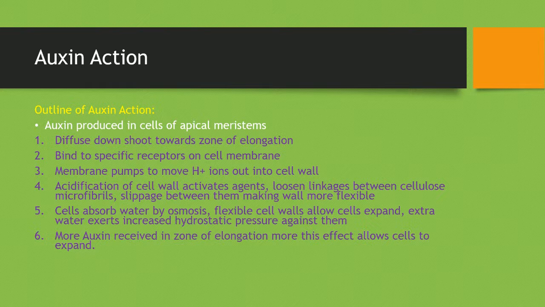Then the cell will absorb water by osmosis, and the flexible cell walls will allow the cells to expand. This extra water will exert an increased hydrostatic pressure against the walls. So the more auxin received in the zone of elongation, the more this effect allows cells to expand because they absorb more water by osmosis as the linkages are looser.